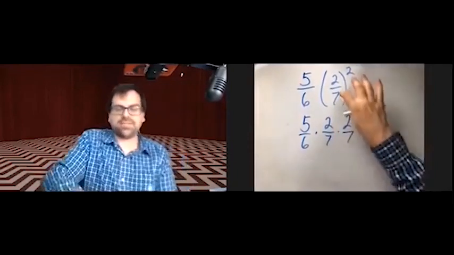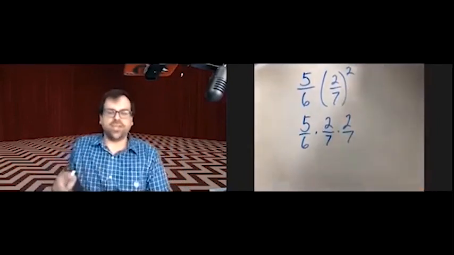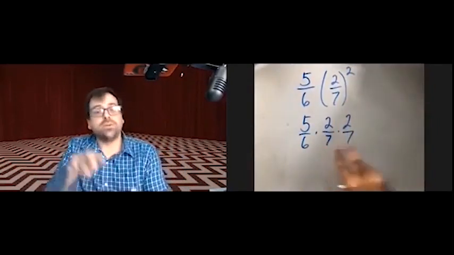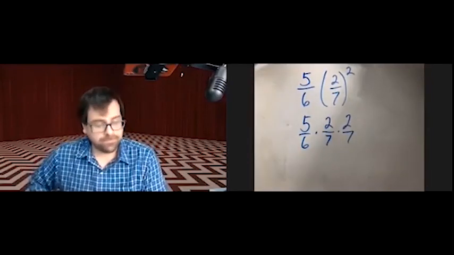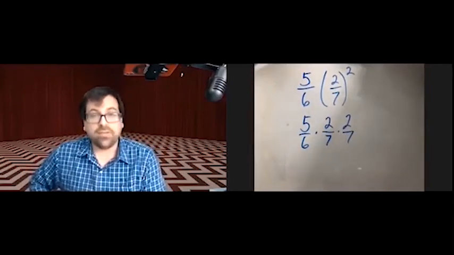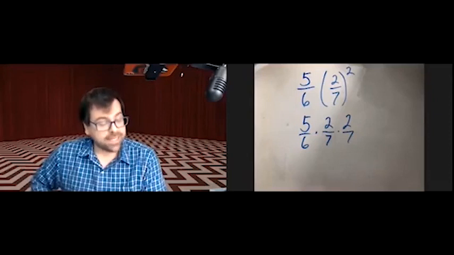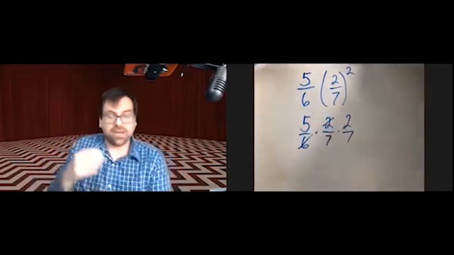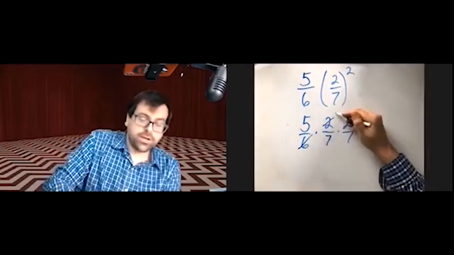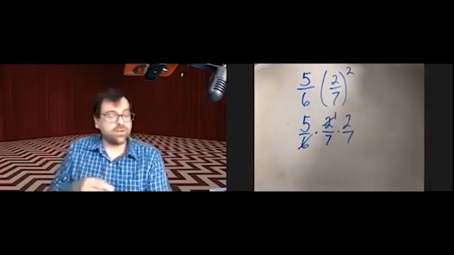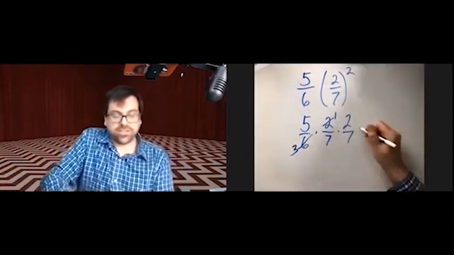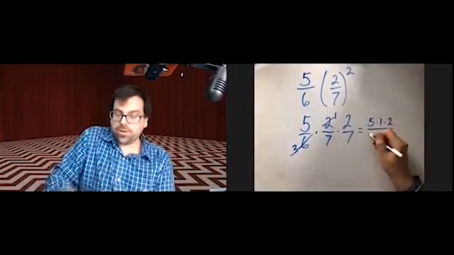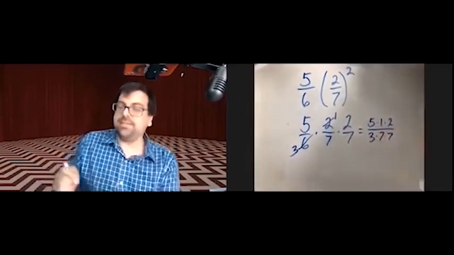2/7 times 2/7. Order of operations says take care of the exponent first. Writing it in its multiplication form is taking care of the exponent. Now we have all multiplication. Can we cancel anything? Yeah, we can cancel a 2 and a 6 by dividing them both by 2. 2 divided by 2 is 1. 6 divided by 2 is 3. So we have 5 times 1 times 2 over 3 times 7 times 7.